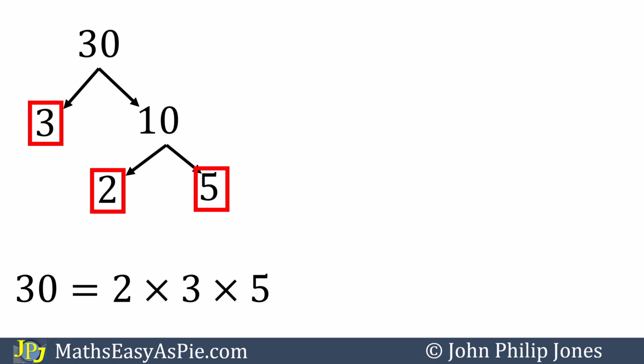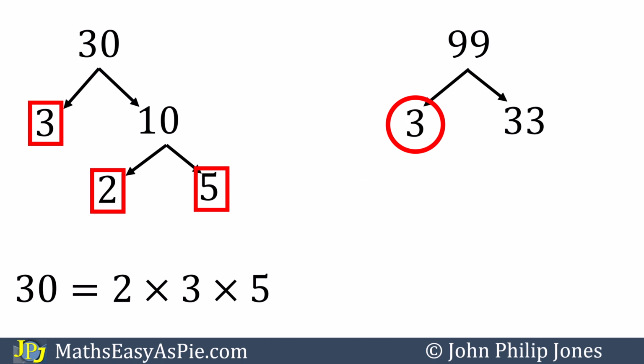Let's now turn our attention to the 99, which you can see floating into position. We need to ask, what numbers can I multiply together to give me 99? Well, I can think of 3 and 33. Now, 3 is a prime number, so we stop this branch because 3 is a prime number.